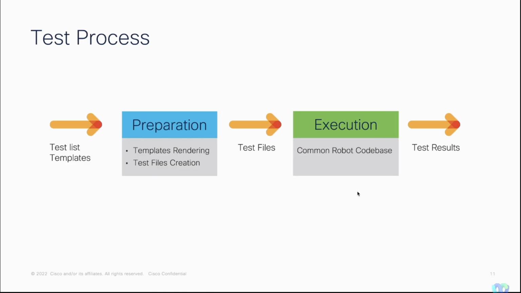So this is a summary slide on the process that I was mentioning before. We start from the test list. We start from the templates, the input and the expected output. And before jumping into the test execution, we go through a preparation phase. In the preparation phase, we render the templates and create the test files that are used to execute the tests. So we prepare the input files, the expected output files, and other files which are used in the execution phase. And of course, at the end, we have the test results.